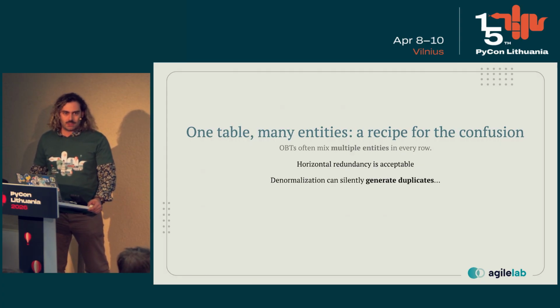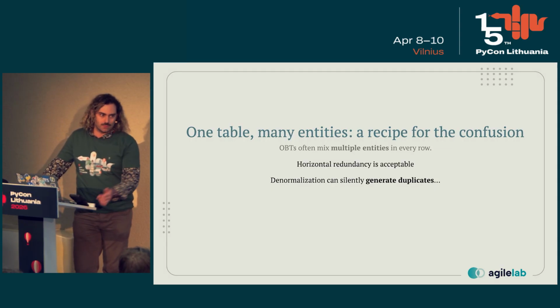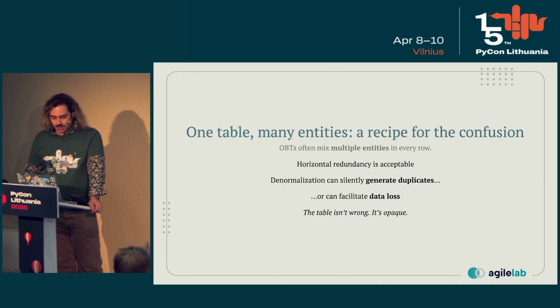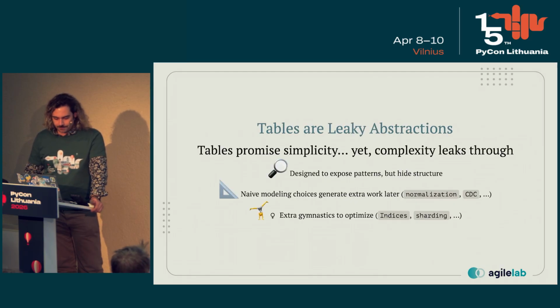The problem comes in when the repetition happens between different rows. So duplicates in the rows could create confusion. There might be multiple sources of truth. You don't know which one to choose. But even worse, you could lose data because the denormalization makes it so easy to do that. Still, this kind of use case is not wrong. It's just opaque. Another thing I want to talk about is that tables are leaky abstractions.